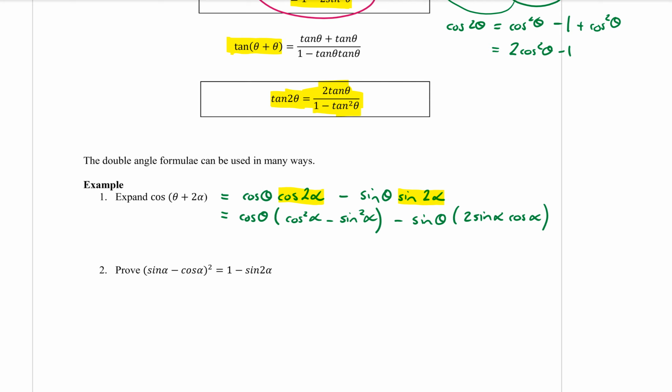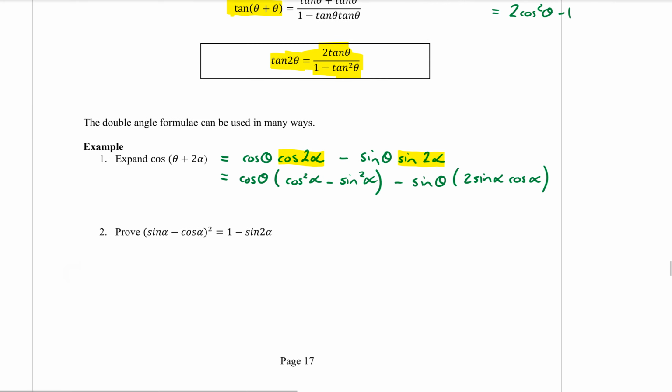Okay, now the goal is to expand, so we can still expand further from there. So cos times cos squared would, well, actually, because they're theta and alpha, we can't put those together. We'll just have to put them next to each other. So it'll be cos theta times cos squared alpha. They just have to sit next to each other. Minus cos theta is multiplied with the sine squared alpha.